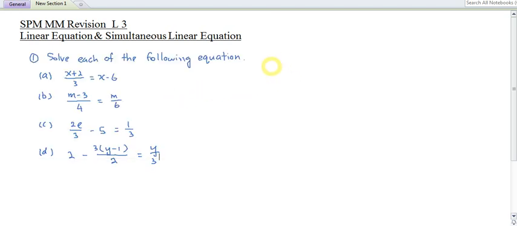Okay, let's look at these first questions. I have 4 linear equations here. Linear equation in one unknown. You need to solve it means that you have to find the value of the unknown. Okay, let's go to part A first.